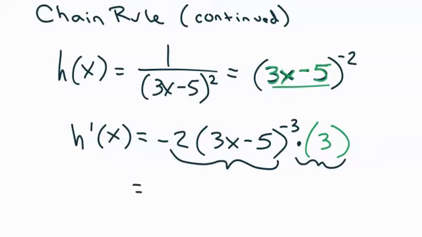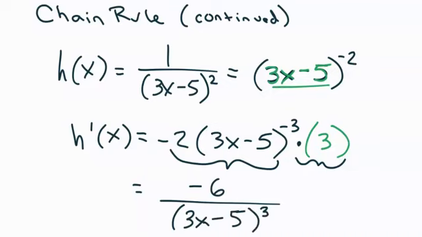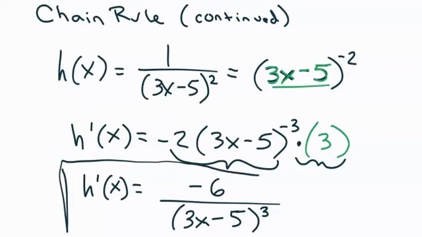And so we're all done, but we can clean it up a little bit. Like 3 times negative 2 is negative 6. And if we don't want to leave a negative exponent, just like we rewrote it earlier, negative exponent means the reciprocal. So this is 3x minus 5 to the third in the denominator. And so there we have the derivative of our original function.